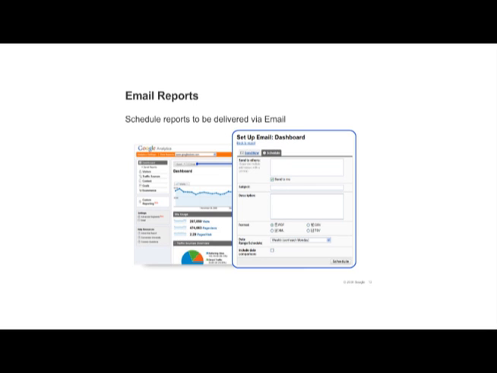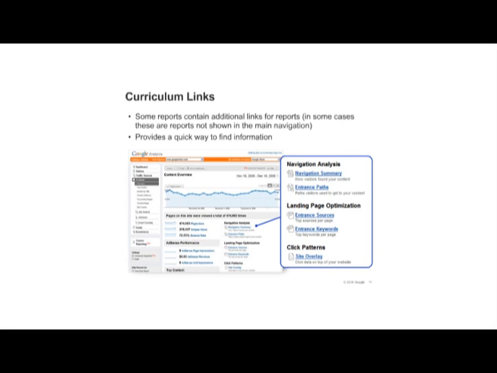You can schedule reports to be delivered daily, weekly, monthly, or quarterly. You also have the option to select what format to send them in, such as PDF or CSV. The email scheduling feature provides an easy way to automatically distribute specific report data to the people who need it.